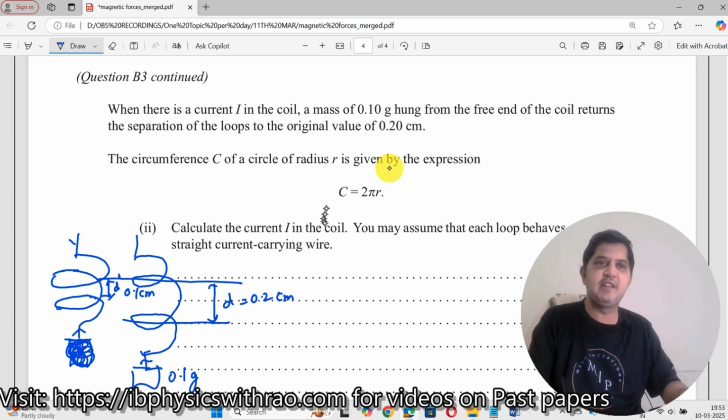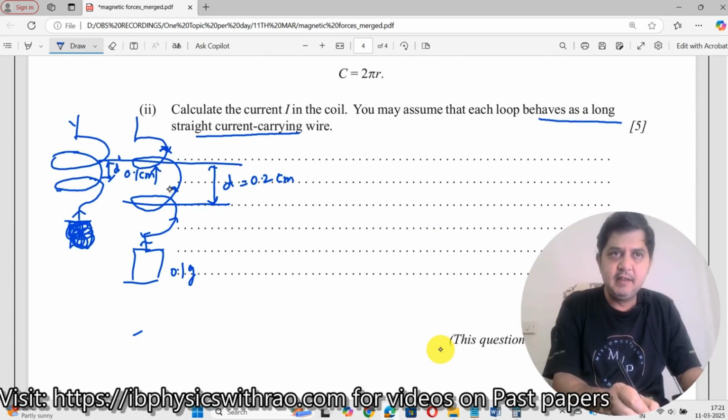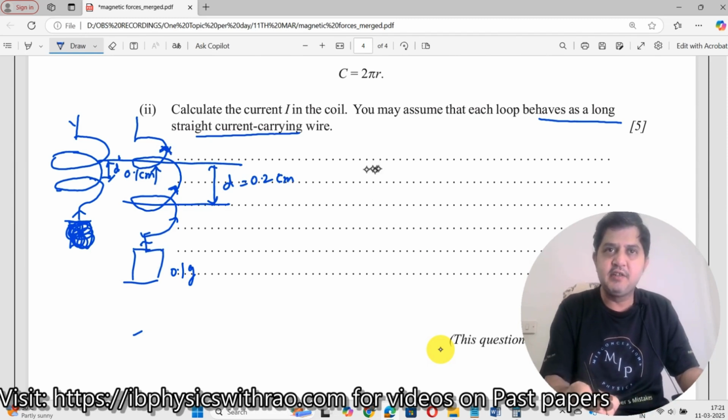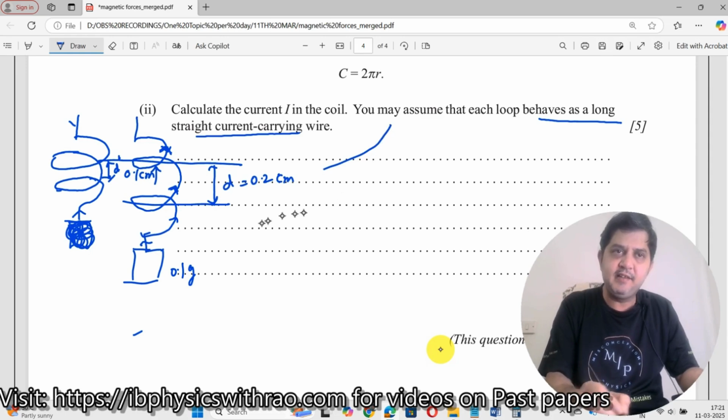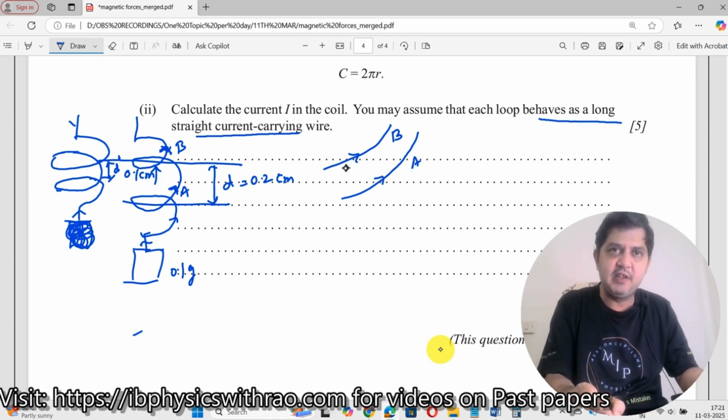The circumference C of a circle is given by C equal to 2 pi r. We know this. Calculate the current I in the coil; you may assume that each loop behaves as a long current carrying conductor. See, this turn will be parallel to this turn, because the current is going like this. So let me write it down. Let me call this turn A and this turn B. You see the currents are moving in the same direction. The distance between them is 0.2 centimeter.